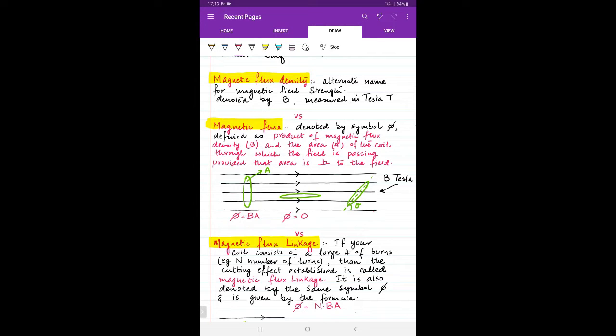And in the third case, where the area, as you can notice, is making an angle of theta with the field lines, here you will have to resolve the area. So I'll draw the component on the diagram, follow that. The component in the diagram I've represented by the term A sine theta. And consequently, for the third case, the magnetic flux phi will be written as B times A sine theta.